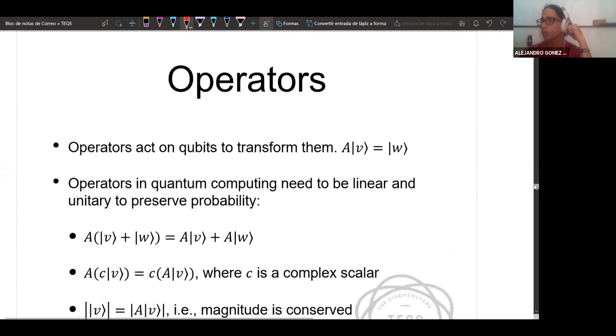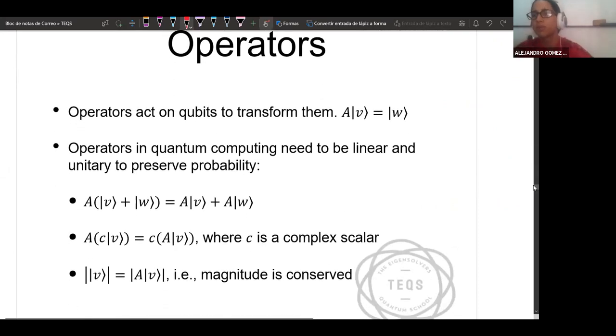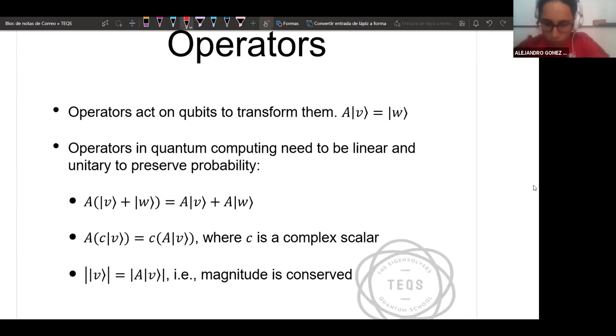Now we can get to the operators. So we have the qubits, but how do we transform them? How can we make operations with them? How do we manipulate them? So here comes the concept of operators. As well as with states, where we can represent a state using Dirac's notation and using just a single vector, here we can represent the transformations or gates as operators or matrices.